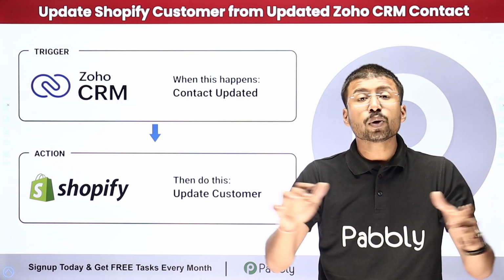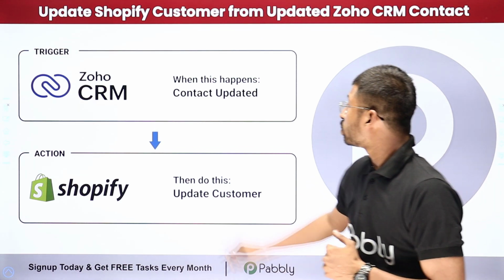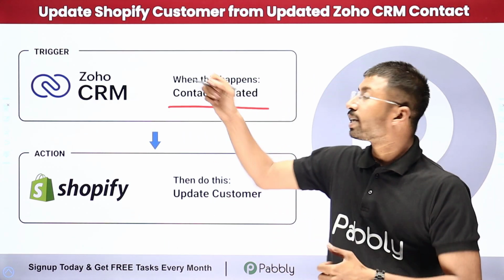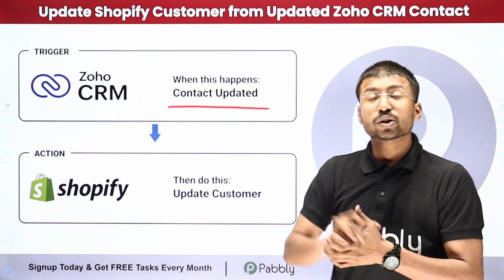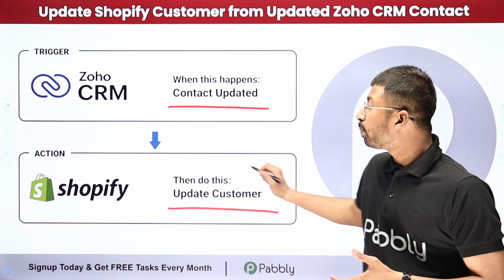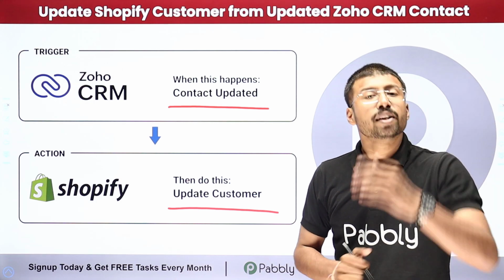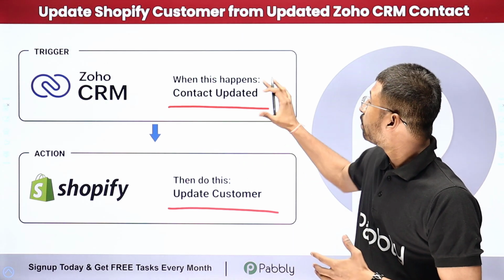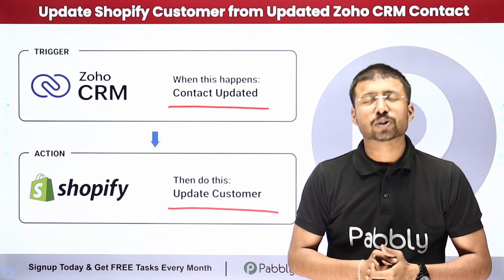So let me tell you, you can completely automate this process with the help of Pabbly Connect. In this automation, as we update a contact in Zoho CRM, automatically, using the email address, we are going to search the contact in Shopify. And if we have that contact in Shopify, we are going to update that same customer in our Shopify account as well. Now, if you want to learn how you can set up this complete automation all by yourself, you just have to come with me to my screen.